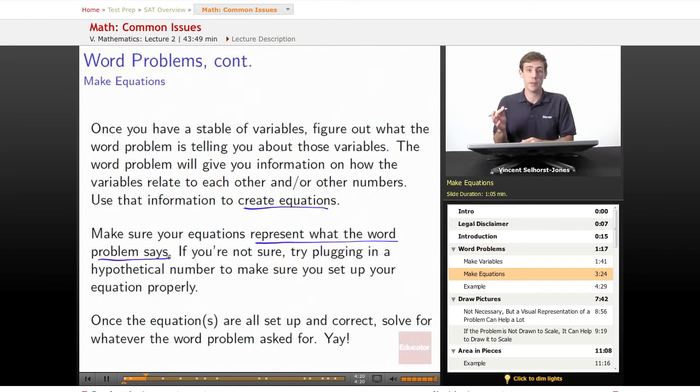Once your equations are all set up and correct, now you're ready to just do some basic math. Now it's just an easy homework problem normally. So solve for whatever the word problem asked for, and you're done.